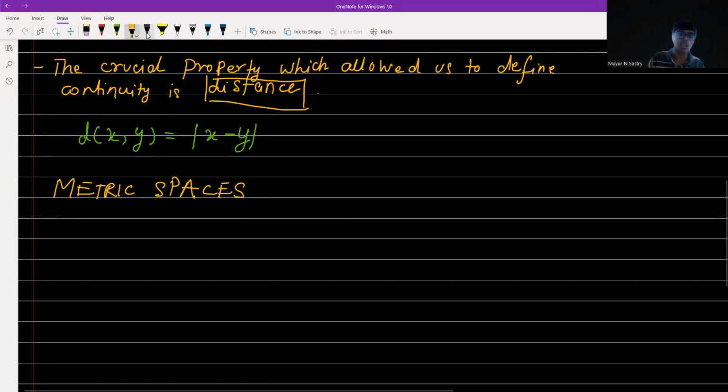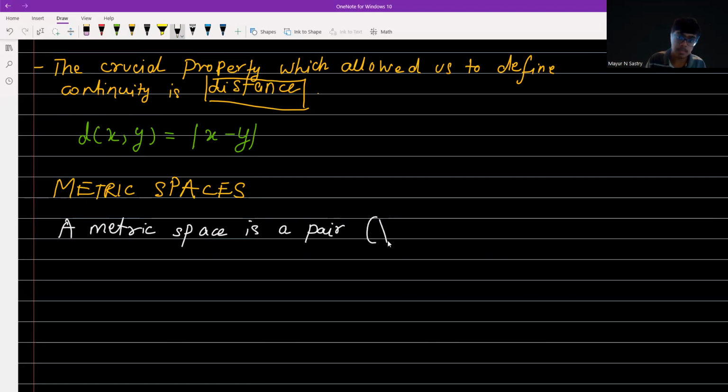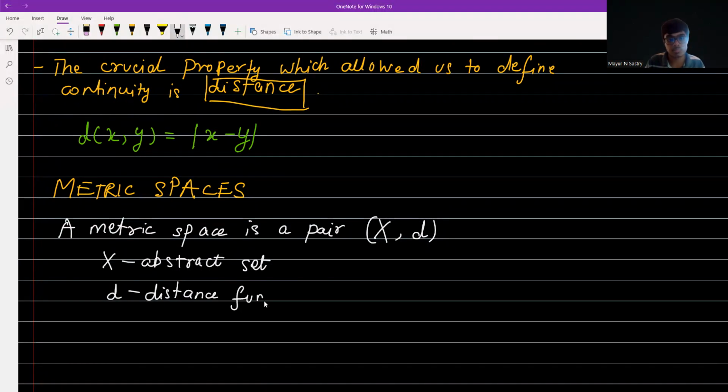How do we define a metric space? A metric space is a pair (X, d), where X is an abstract set, just a set of elements, and d is a distance function. What should the distance function do? It should take any two points in X and output the distance between them. So the distance function is actually a map from the Cartesian product X cross X to R, satisfying some basic properties which we obviously require.